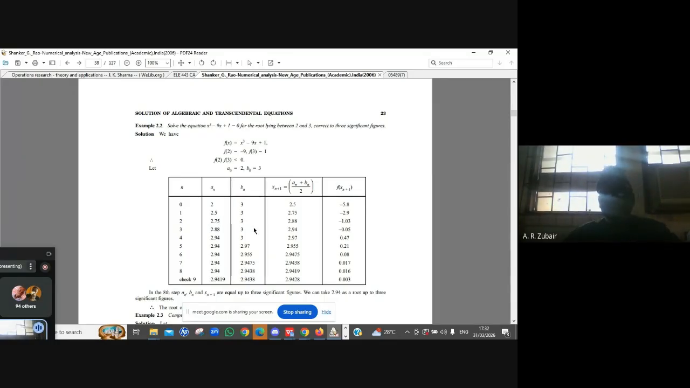Now, substitute that 2.75 plus 3 divided by 2. You have 2.88, approximated. You put this inside this. What do you have? Minus 1.03. Are we moving closer to the solution? Yeah, we are moving. Now, bring 2.88 to, you see the way we are moving. We are guessing, no? We are just guessing, isn't it?